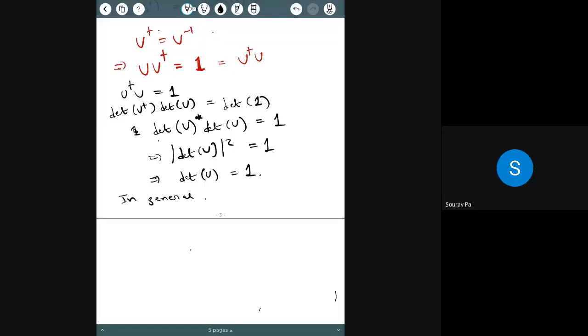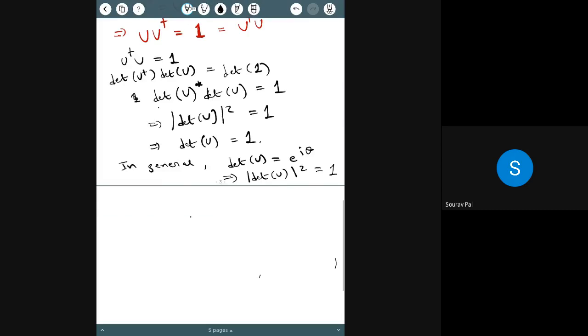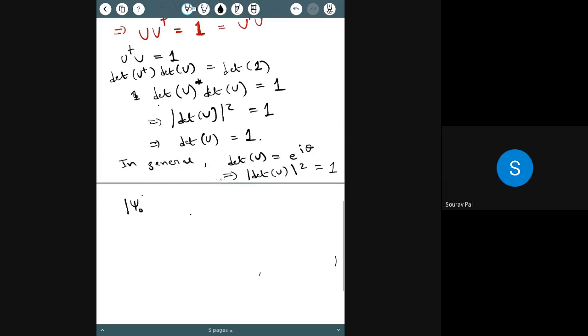In general, since the mod square is equal to 1, you can also have the determinant of U equal to e to the power i theta. That also implies that the modulus of the determinant of U squared is equal to 1. So this means that my psi 0 prime and psi 0 are related by a phase factor.